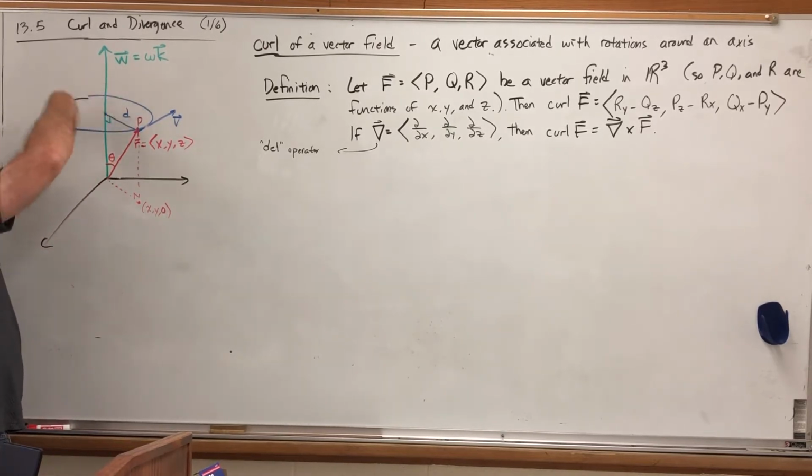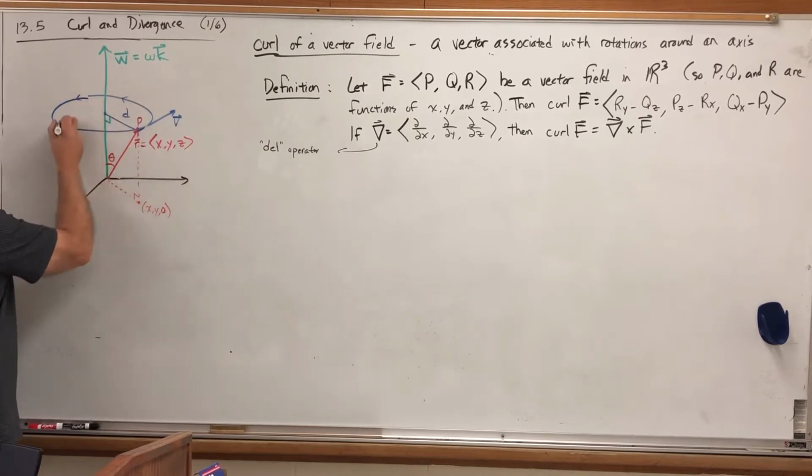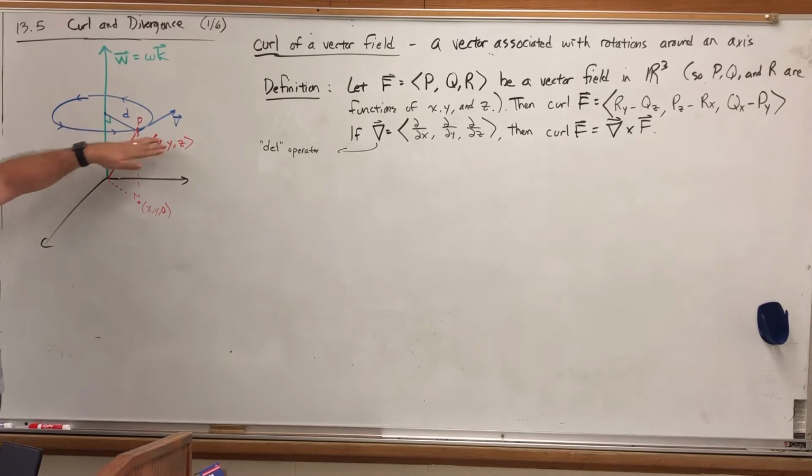Around the W vector, the z-axis if you will, we have a circle representing motion going in a counterclockwise direction. Now, we could probably do it clockwise, but we'll just go counterclockwise for this. If we pick a point on that circle and call its distance from the axis of rotation d.